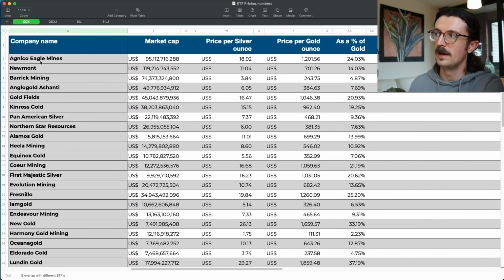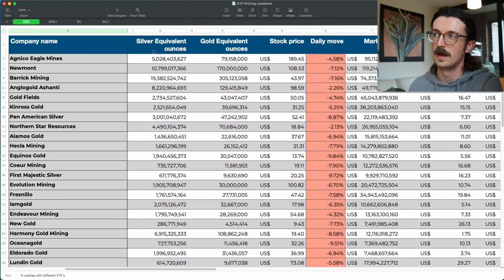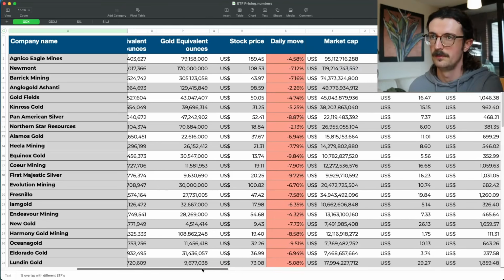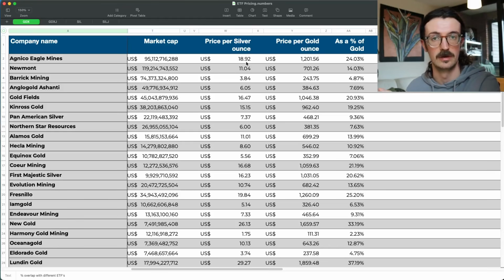For instance, if you buy Agnico Eagle Mines, you pay $59 billion. And for that $59 billion, you get about 5 billion ounces of silver equivalent. That means if you divide those two, if you buy Agnico Eagle Mines, you buy an ounce of silver in the ground for about $18.92. Because Agnico Eagle has a lot of ounces of silver in the ground, a lot of ounces silver equivalent. And if you buy all of them, you pay about $18.19 for that.